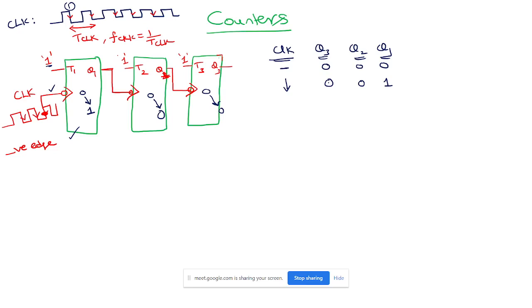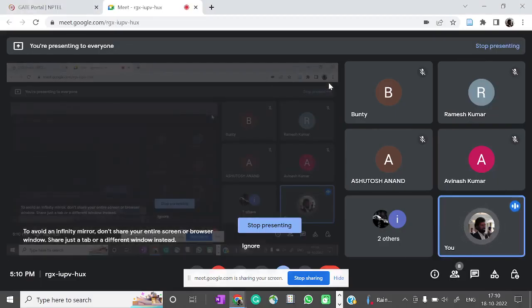Guys, is this point clear? Let me know through your chat box. Are you clear about that point? Yes or no? The first transition. Even the mildest doubt should not be there.